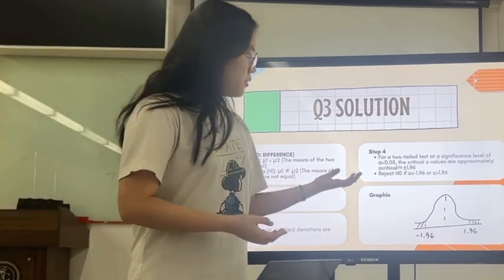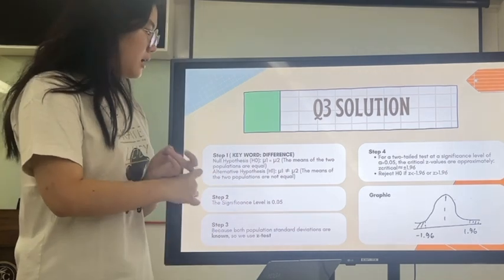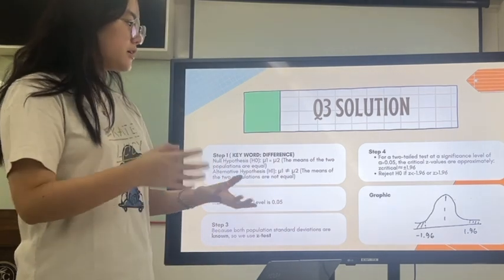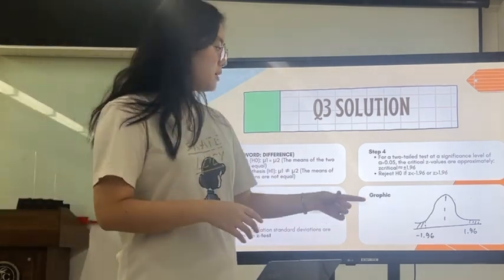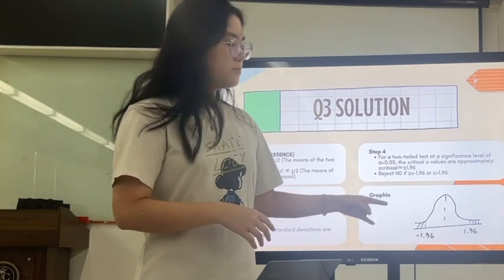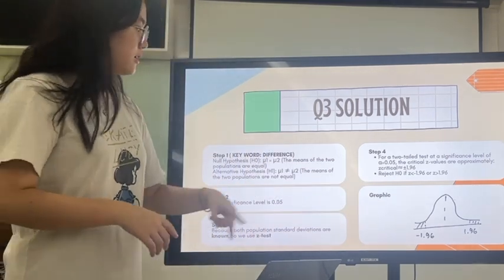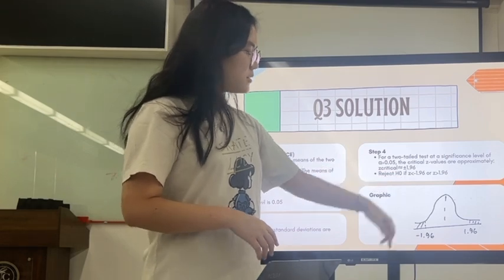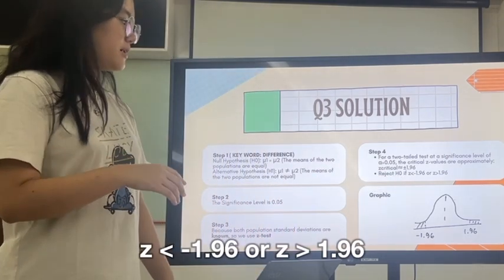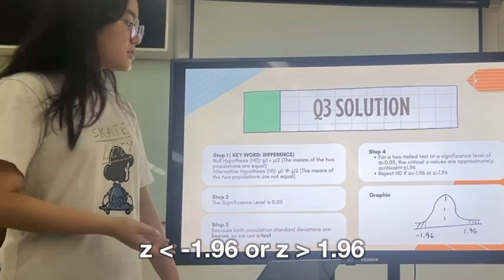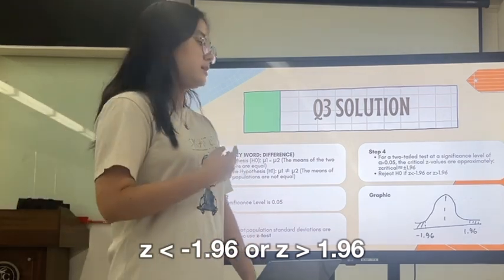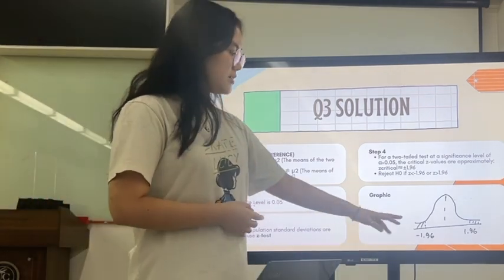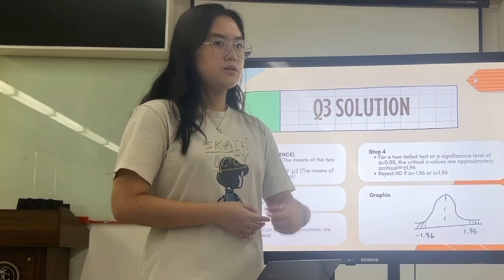So after we know that it is two-tailed, we find the critical value, which is approximately 1.96. So we reject H0 if z is less than minus 1.96 or greater than 1.96. So this is the graphic itself. It is like this because we are using a two-tailed test.